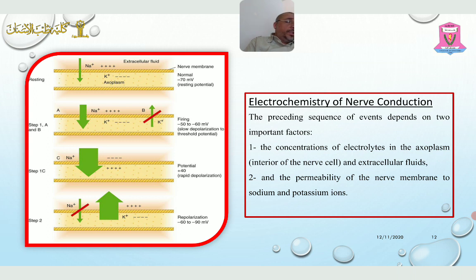هنا نريد نناقش كيميائية انتقال الإيعاز العصبي عند الألم، وهي كالتالي. The preceding sequence of events depends on two important factors. أولاً, the concentration of electrolytes in the exoplasm, the interior part of the nerve cell, and the extracellular fluid. والعامل الثاني هو the permeability of the nerve membrane to sodium and potassium entrance and exit through the nerve membrane.